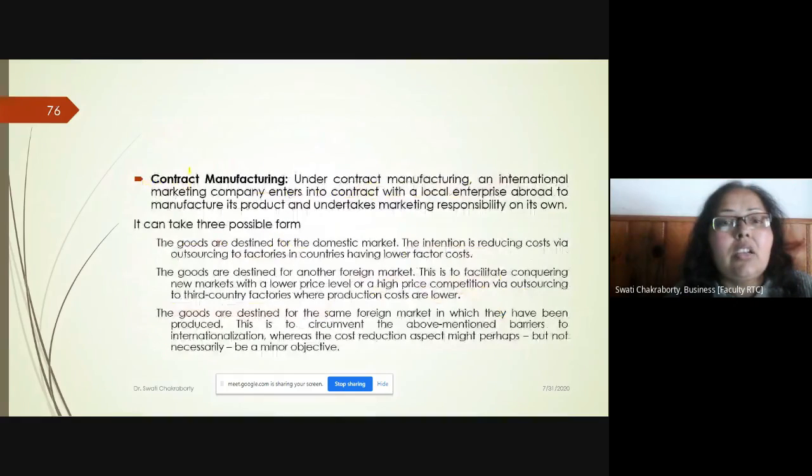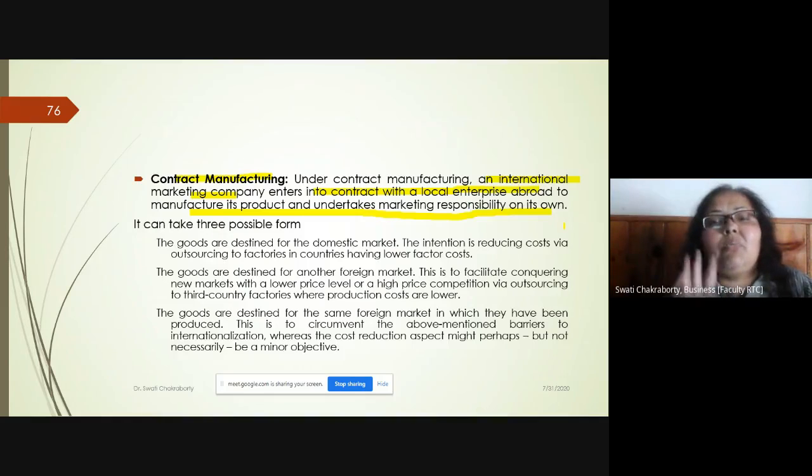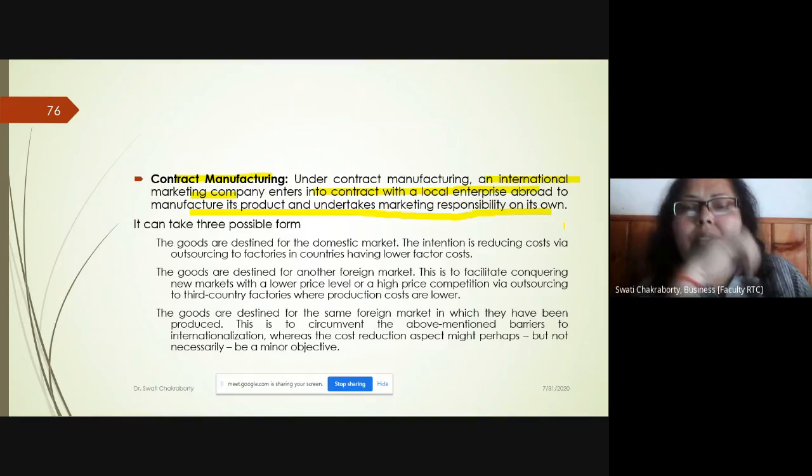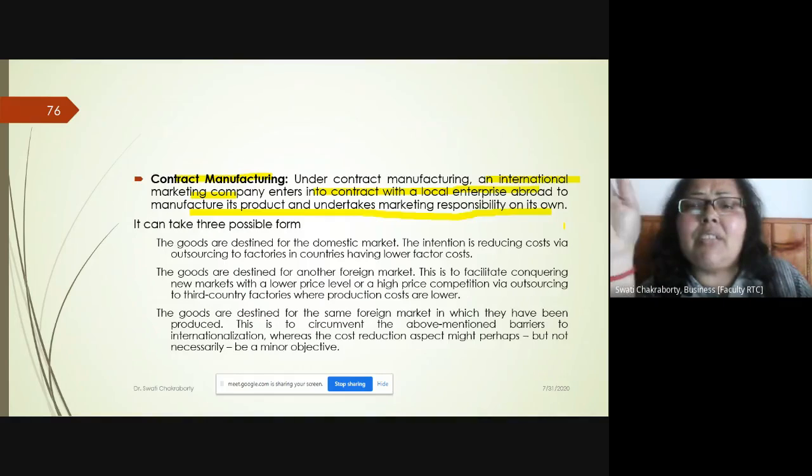Okay. Next comes contract manufacturing, whereby an international marketing company enters into a contract with a local company abroad to manufacture its products and undertakes marketing responsibility on its own, right? So they would enter just to manufacture under the contract and do the marketing of the product on their own. Suppose, for instance, you have a business and you want to enter some other market, you don't want to sell your products, you go there, you take up the responsibility of manufacturing their products, and you also take the responsibility of marketing the products.